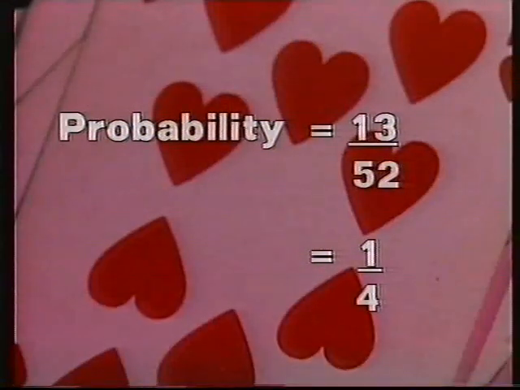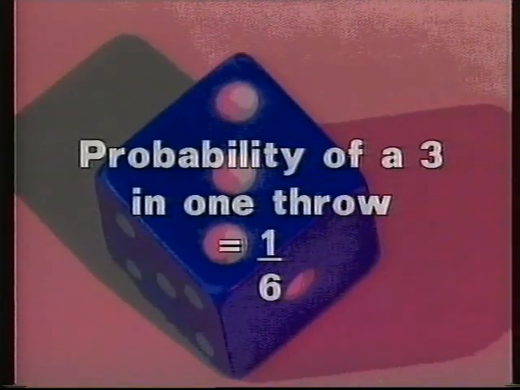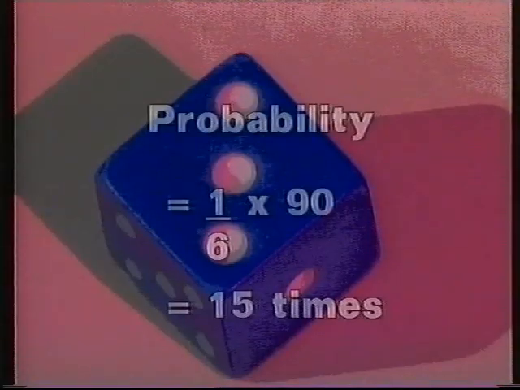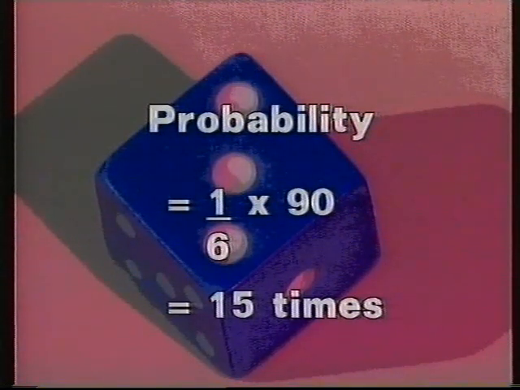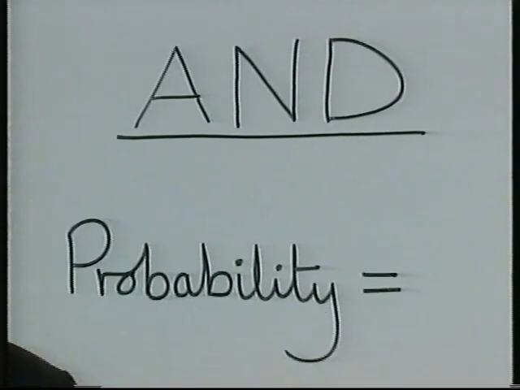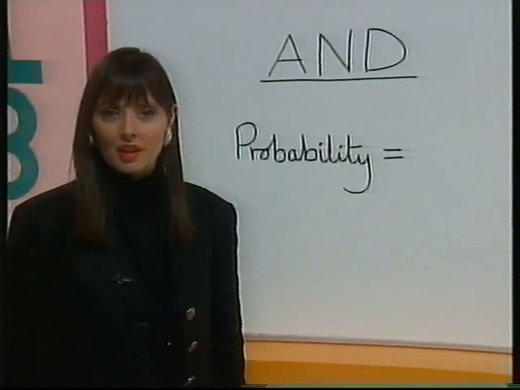1/4 or 0.25. If you threw a dice 90 times, how many times would it land as a 3? Well, dice can land in 6 different ways, so the probability of a 3 landing would be 1/6. So if you threw the dice 90 times, you'd expect a 3 to land 90 multiplied by 1/6 times, which equals 15 times.